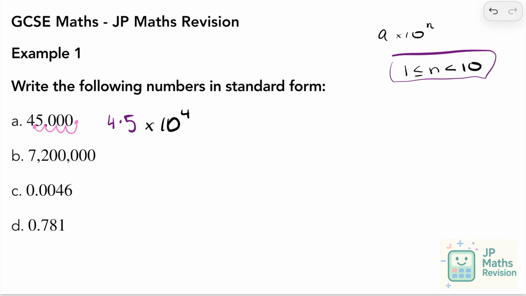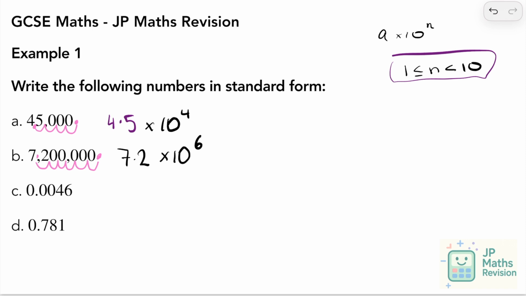This one here, so we've got 7,200,000. So this time, if we put the decimal place between the 7 and the 2, we end up with 7.2. But if the decimal place originally started out here and we've moved it here, it's been moved 1, 2, 3, 4, 5, 6 times. So I'm going to write 7.2 times 10 to the power of 6.